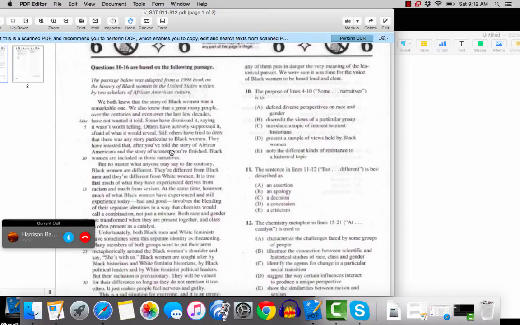Step 1 of this method is to actually not read the passage first, but to read the first question. And then we're going to do something with it. I'll read it to you. The first question says, the purpose of lines 4 to 10 is to blank.